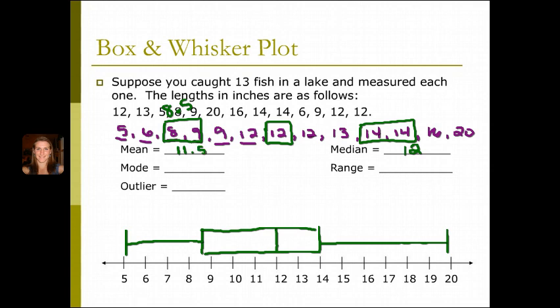Your mode is the number that happens most often. Well, 12 happened 3 times, so that's going to be our mode. We don't have an outlier in this situation because there is no number that's significantly farther outside of the majority of the numbers. And then range, you take your largest number, which is 20, subtract the lowest number, which is 5, and that gives us a range of 15.